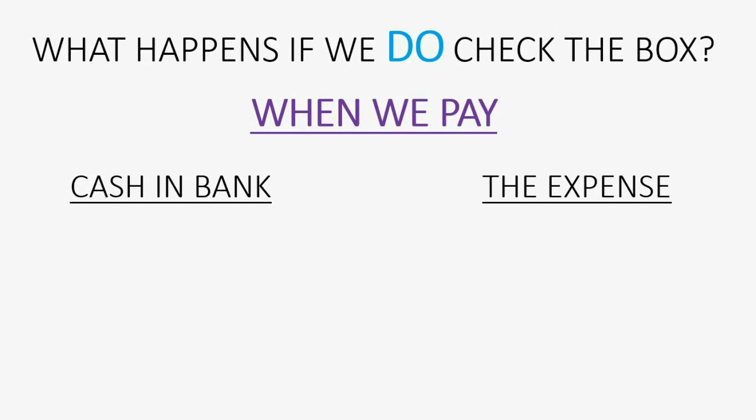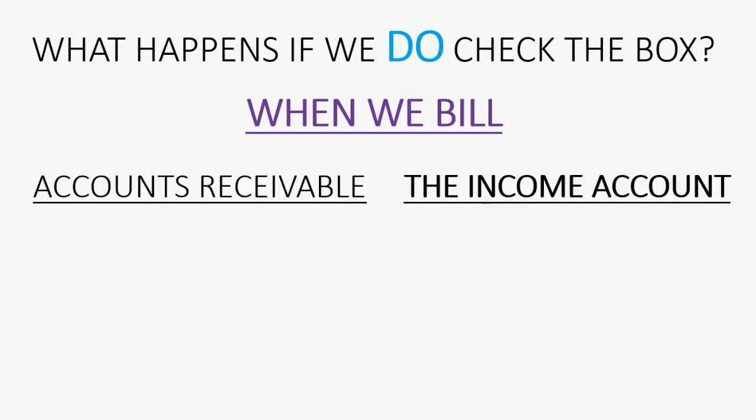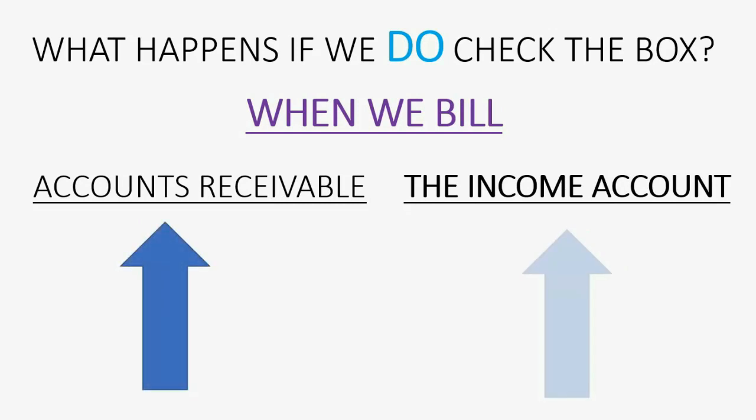Now, if we do check the box, which is the way that we're learning it in this video, there is no difference at the moment we actually pay the expense. Cash goes down, and at the moment we pay the expense, our expense for our company, our law firm, goes up, because at the moment we pay, QuickBooks does not yet know that we're going to bill the client. But at the moment we bill the client, instead of the expense going down, the income account goes up. And accounts receivable, of course, goes up by the amount we're billing for the billable expense.